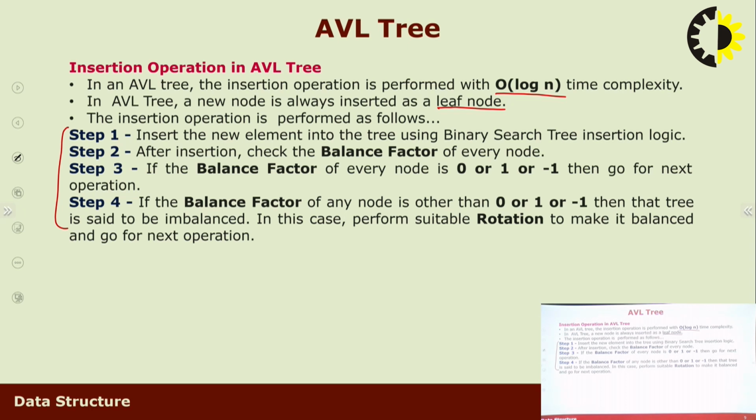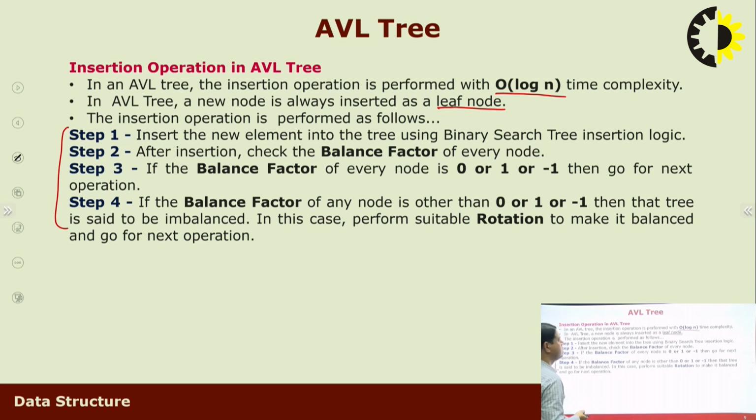And what is the logic? Whatever value we are inserting, we will compare that value with the root node. If it is less than, then we will come to the left subtree. If it is greater than, then we will come to the right subtree. And finally, we will find the suitable location in the tree and the node is inserted as a leaf node.